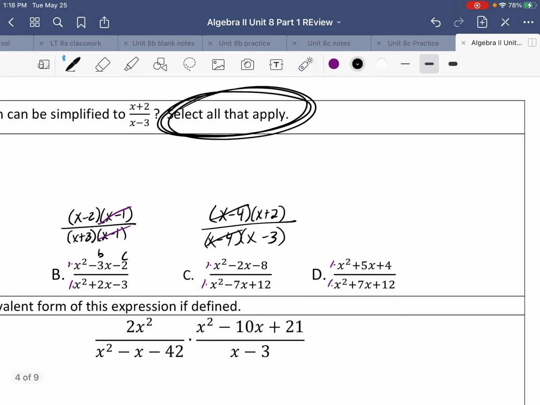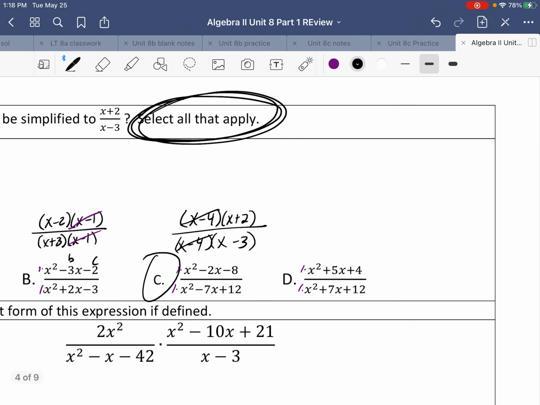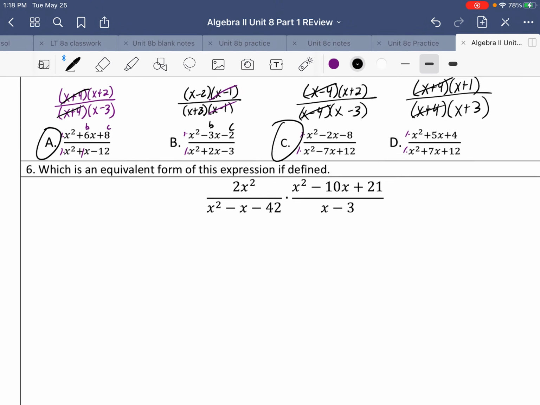And anything to simplify? Yep. X plus 2, x minus 3, yes, good. And lastly, the numerator is going to be two numbers that multiply to 4 that add up to 5, so 1 and 4. And the denominator, what two numbers multiply to 12 that add up to 7? 3 and 4. Simplify? Nope, not the same. So it's just A and C.